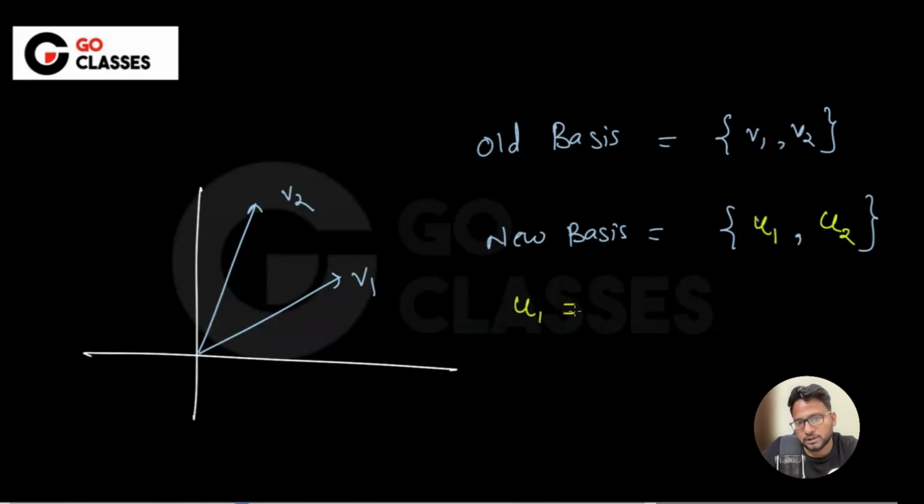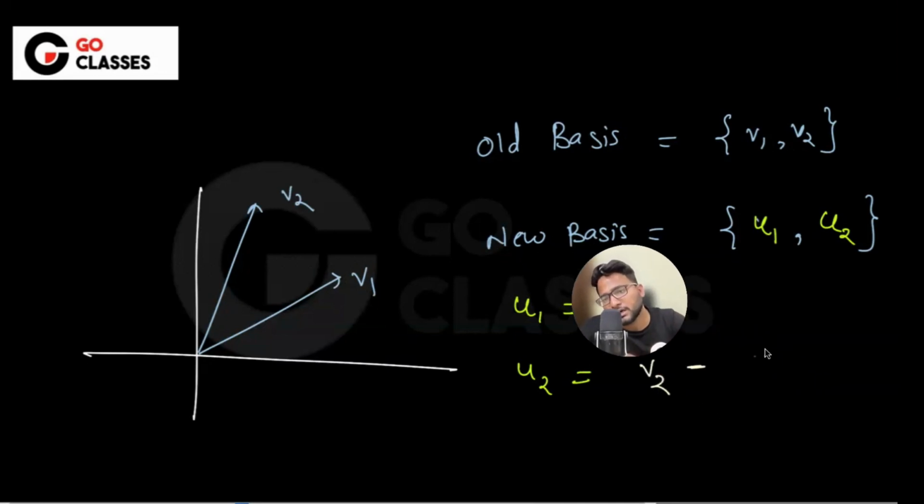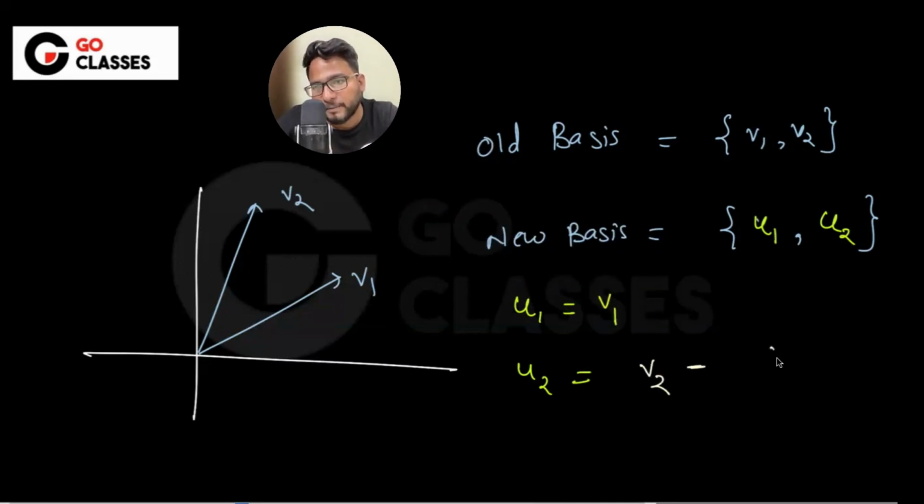So u1 you can say it is just v1 to start with, right? Now u2 is a little interesting. One thing is clear, that we want to have this v2 itself, but not directly v2. We want to subtract something which is aligning with v1. Okay, which means one thing is clear, that here something like this we will be writing.